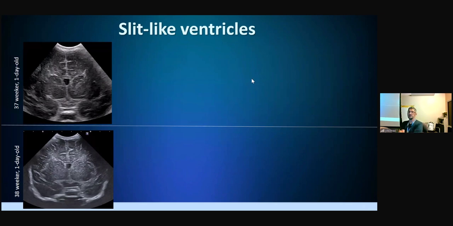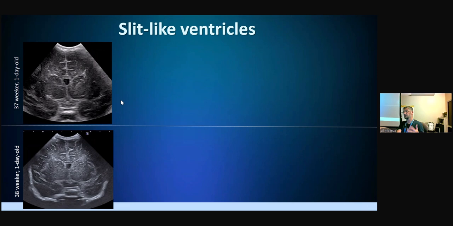We commonly see slit-like ventricles. Slit-like is what we use only for the lateral ventricles, and the ventricles look collapsed. It is common, especially in the term infant, especially within the first few days of life. Most likely the brain is squished during vaginal delivery and it causes some collapse of the ventricles. We don't know, but usually it goes away after a few days and there is no clinical significance.